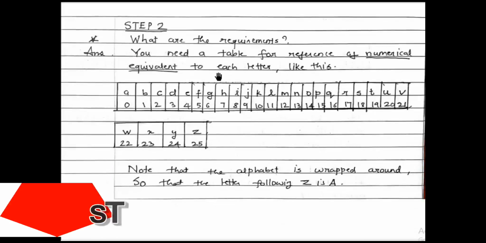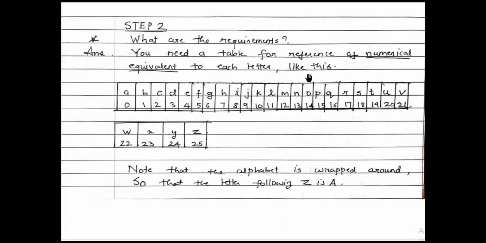Step 2. What are the requirements? You need a table of reference of numerical equivalents for each letter like this. So A, B, C all the way up to Z. Anyway, we represent A by 0, B by 1, C by 2 and so on till Z is equal to 25. This is because we start from 0 and there are a total of 26 letters, so Z will be 25. Note that the alphabet is wrapped around so that the letter following Z is A. So it's like a cycle, guys. Once you are done after Z, the next letter will be A. So that is step 2.